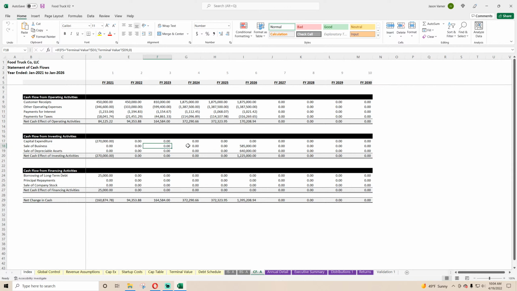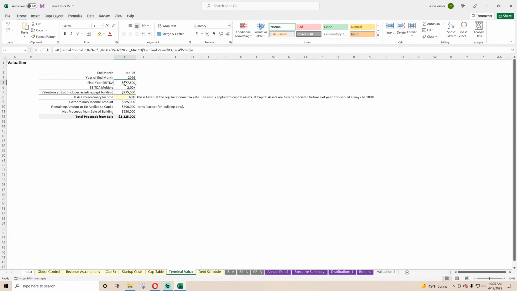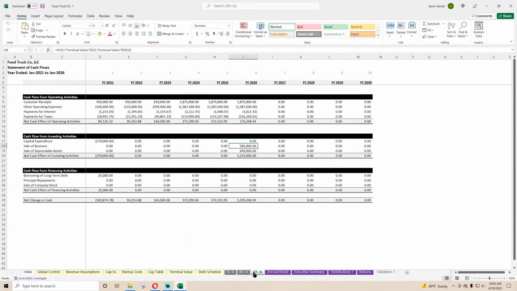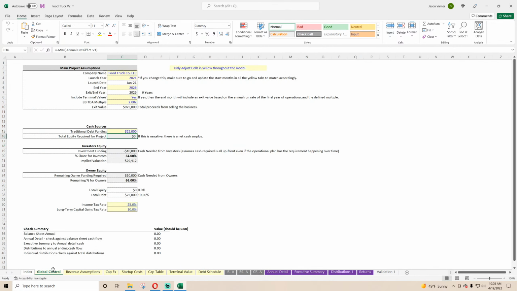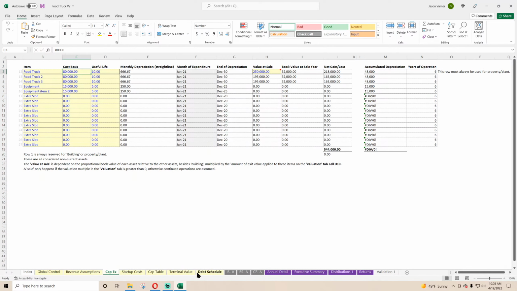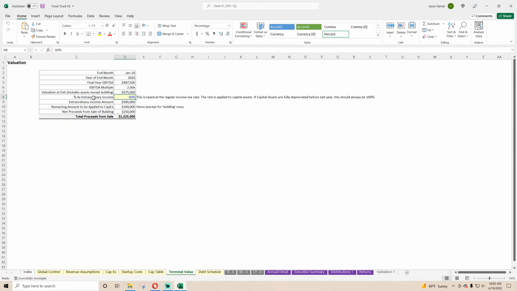Now the sale of the business is dynamic. It could be any amount of years. The value here, we got 585. We're taking the EBITDA in whatever year the end month or end year is. So 487, that number, times whatever multiple we put into here. So 2x, it's 975. Now we've split that between, you can see on the terminal value, 60% as extraordinary income, 40% to fixed assets.